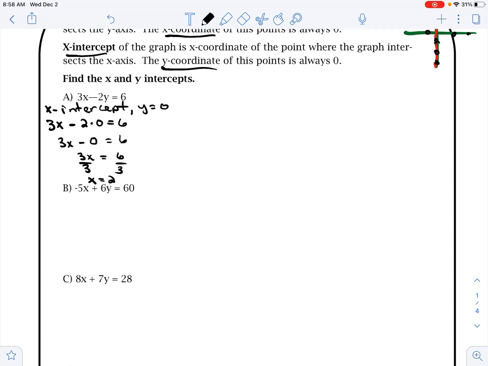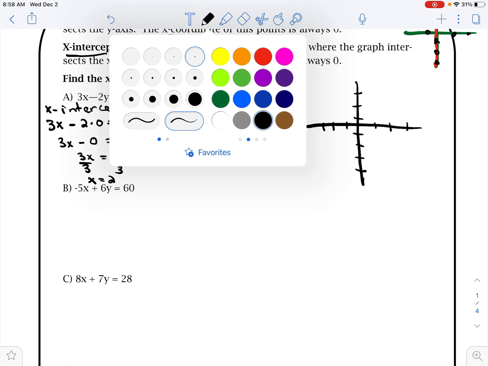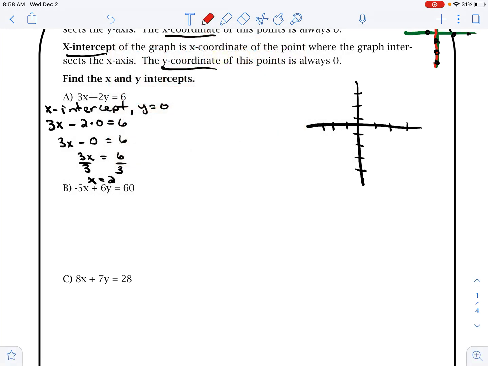That's my x-intercept. If I were to graph my line, and I'll give you graphs on your homework, the x-intercept is 2. So I go on the x-axis and I go to 2. That's my x-intercept. Next, we want to find the y-intercept.